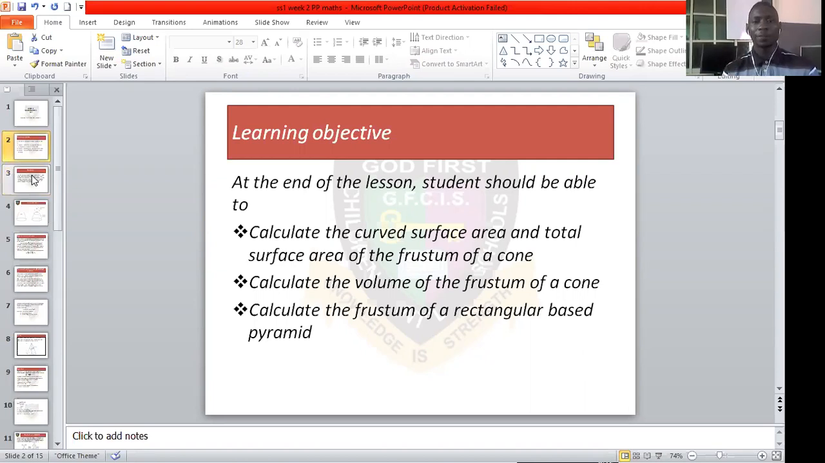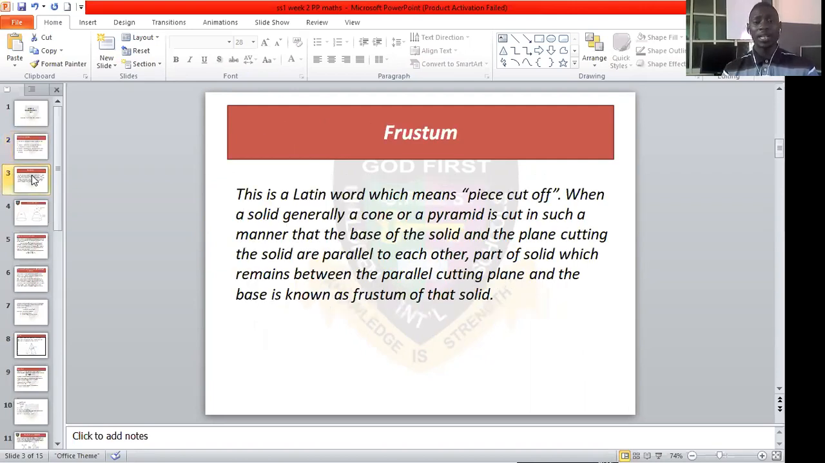So let's go to the topic. A frustum, by definition, means a piece cut off. It is when a solid, generally a cone or a pyramid, is cut in such a manner that the base of the solid and the plane cutting the solid are parallel to each other. The part of the solid which remains between the parallel cutting plane and the base is known as the frustum of that solid. Let me take it to the diagram to explain.